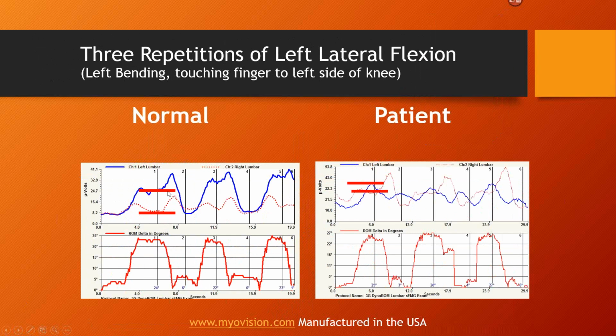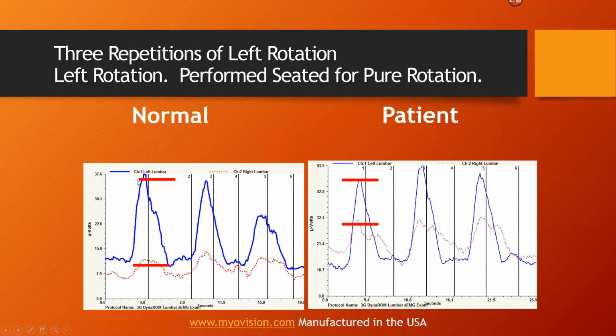Again, we look at lateral flexion. Good separation means no injury. This is no guarding. You can see guarding. Both sides fire almost the same. So that's why we want to look at this, is we're able to establish if there's a guarding response.